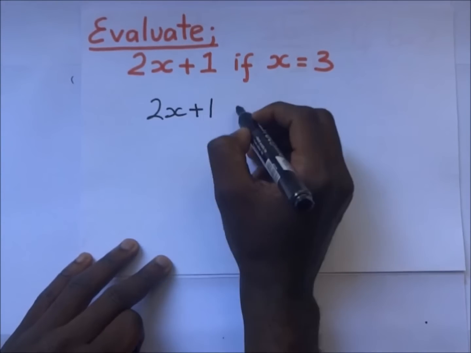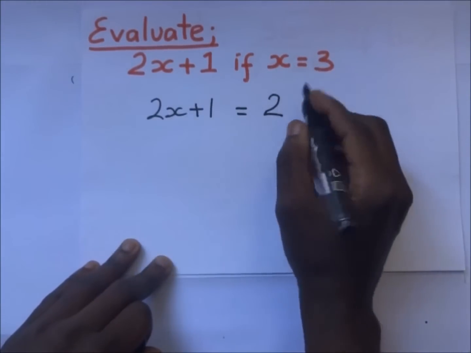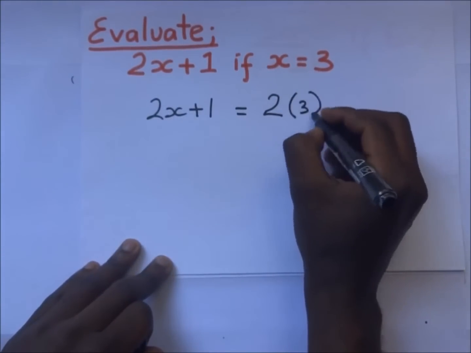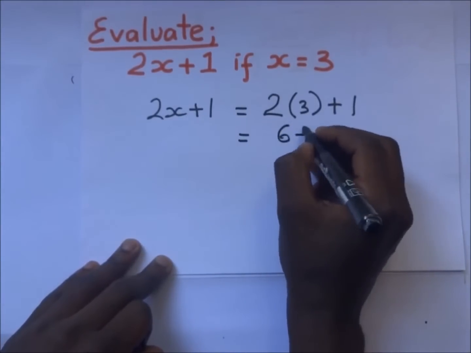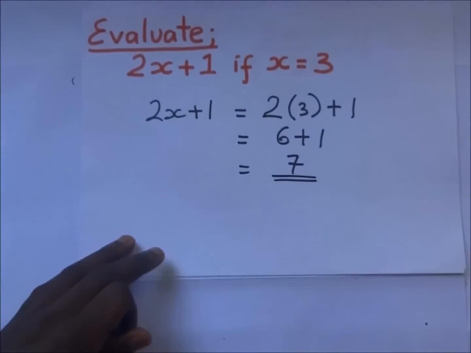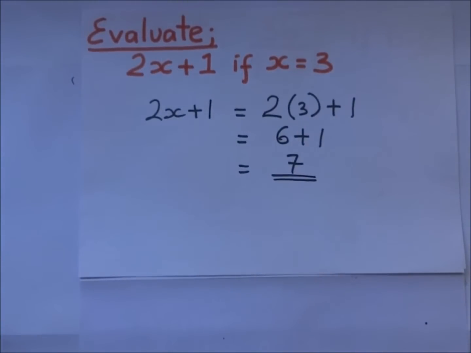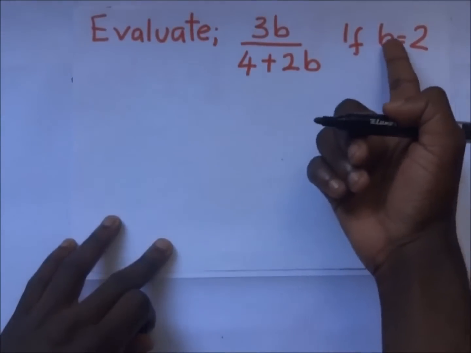2x plus 1 is going to become 2 times x. Our value of x is 3, so it's 2 times 3 plus 1. And that's going to become 2 times 3, which is 6, plus 1. And our answer is going to be 7. That's how we evaluate that. Next example. We are being required to evaluate this with our value of b being 2.